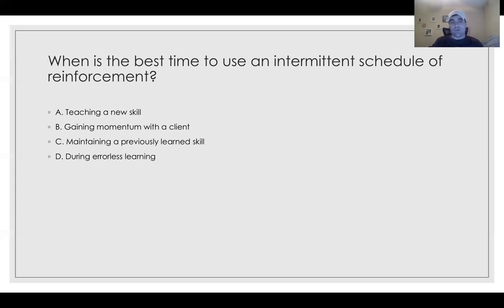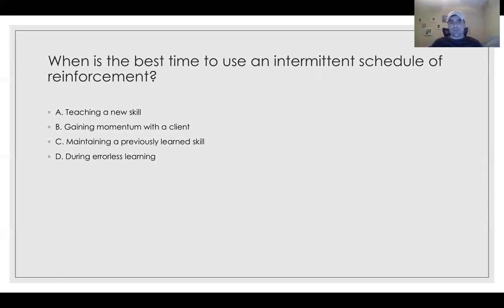Gaining momentum? No, when you're gaining momentum, right, you might do a high P, low P, where you want to deliver momentum, okay, quickly, right, to get that behavior momentum going so you can work on skills, okay? So when you're trying to gain momentum, you want to be able to deliver reinforcement on continuous schedules.